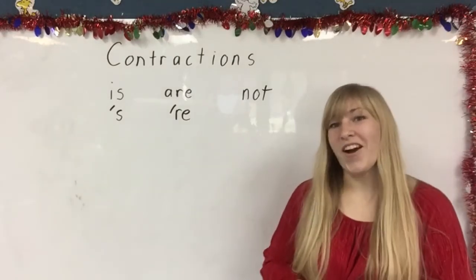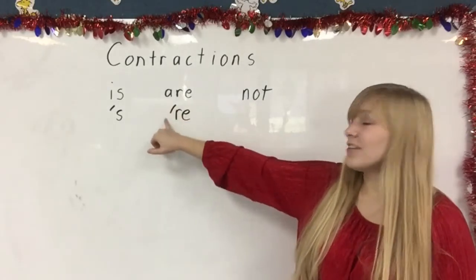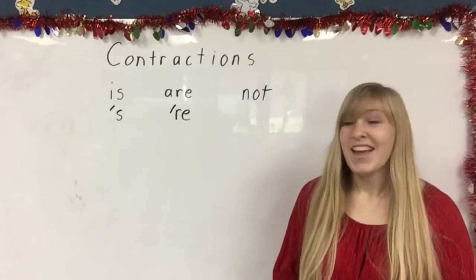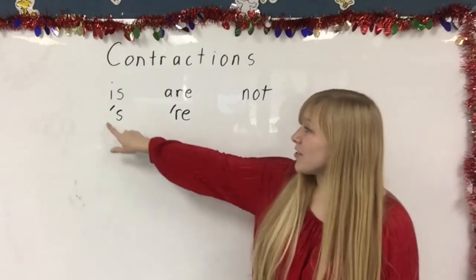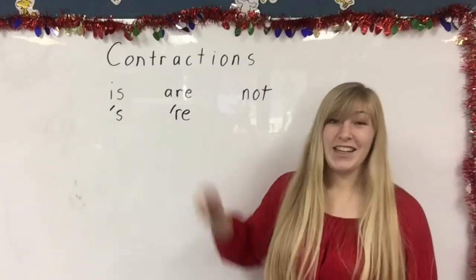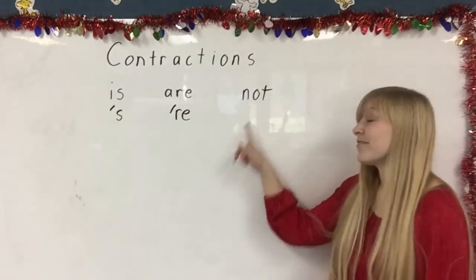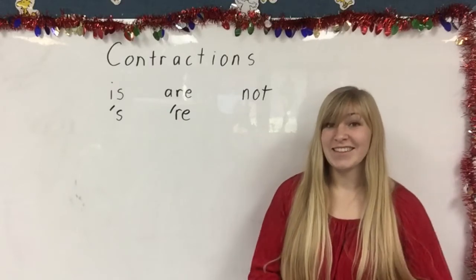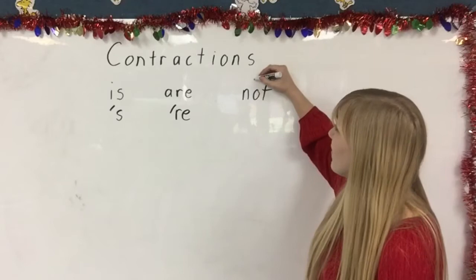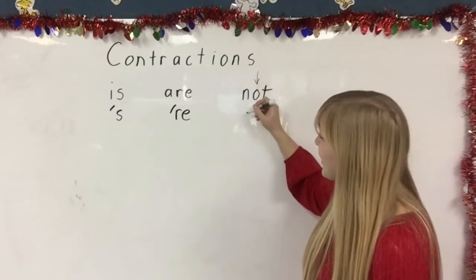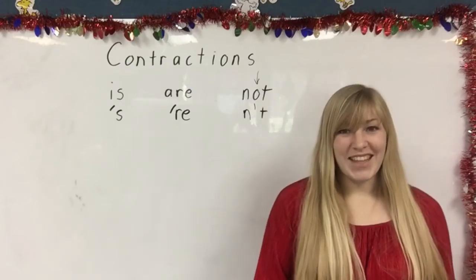So when you're using R to make a contraction, you just need to get rid of the A and turn it into an apostrophe. So for is and are, both of them, we're getting rid of our first letter, which is a vowel, and turning it into an apostrophe. Now you've done not before. Do you remember how you did not? You're still getting rid of your vowel, aren't you? But this time, the vowel is in the middle. So it's N apostrophe T. Let's see what that looks like.